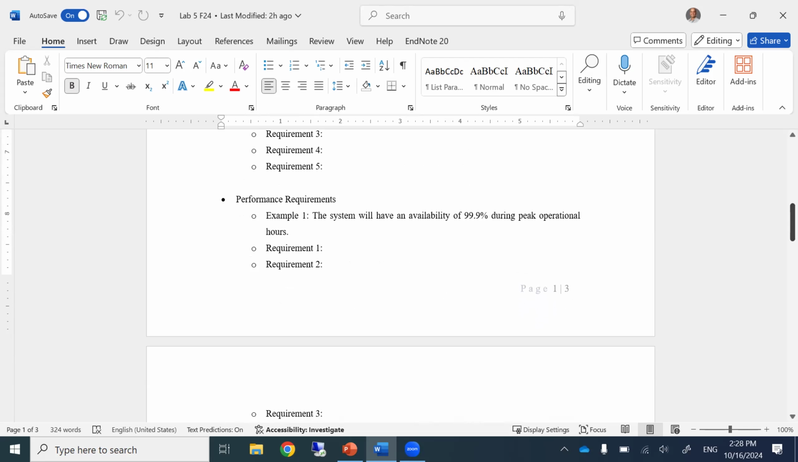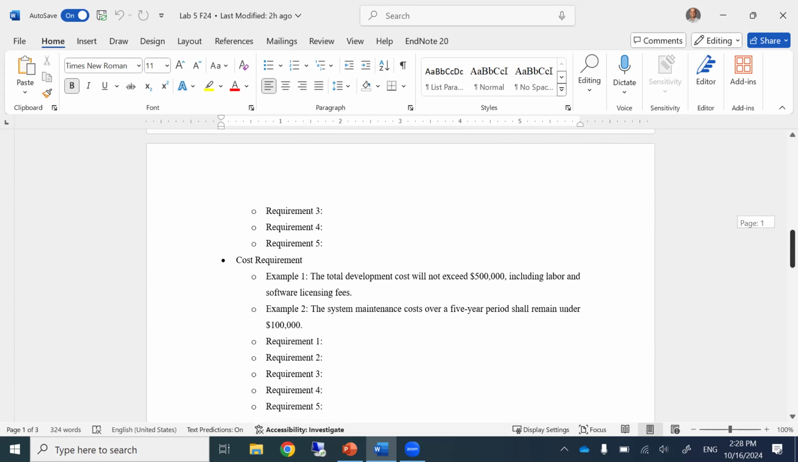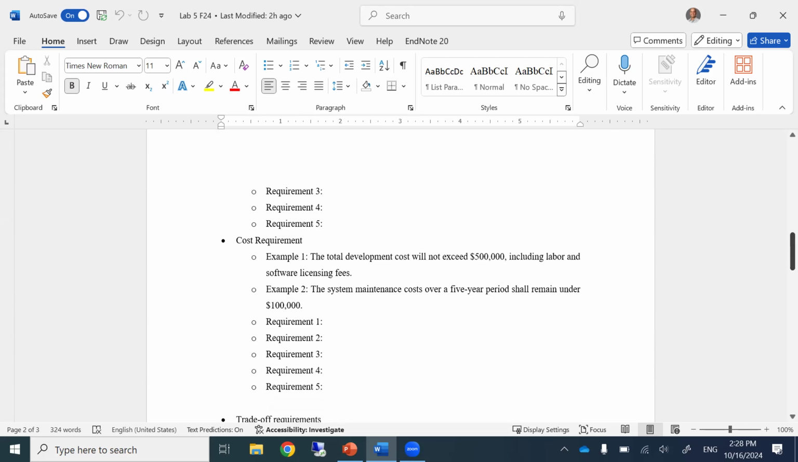Performance, here in terms of availability during peak hours. Cost is more simple, right? Development costs should not exceed this much. Maintenance costs over 5 years shall remain under this much.